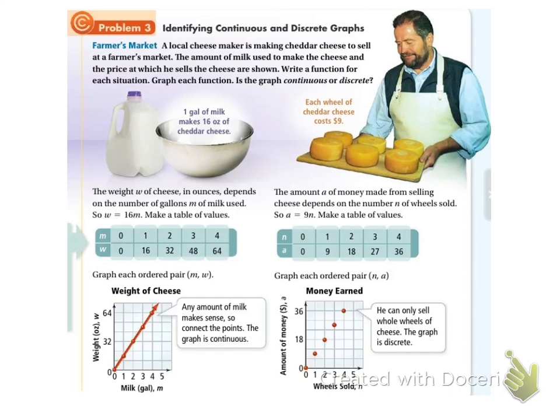So we got this great looking dude here in our book that's selling wheels of cheese. So it's just showing the example. Over here we've got gallons of milk, and we've got weight in ounces of cheese. This is one where it's okay to have 2.3 ounces of cheese. It's okay to have 1.5 gallons of milk. So we have a continuous graph here. And this one, they're selling whole wheels of cheese. They won't cut it for you. You can't buy half a wheel of cheese, so you need to use the points. And so there's a point at 1, there's a point at 2, there's a point at 3, there's a point at 4.